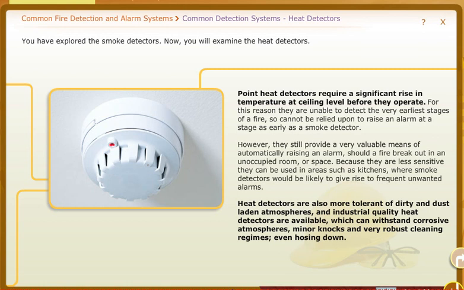However, they still provide a very valuable means of automatically raising an alarm should a fire break out in an unoccupied room or space. Because they are less sensitive, they can be used in areas such as kitchens, where smoke detectors would be likely to give rise to frequent unwanted alarms. Heat detectors are also more tolerant of dirty and dust-laden atmospheres, and industrial quality heat detectors are available, which can withstand corrosive atmospheres, minor knocks, and very robust cleaning regimes, even hosing down.